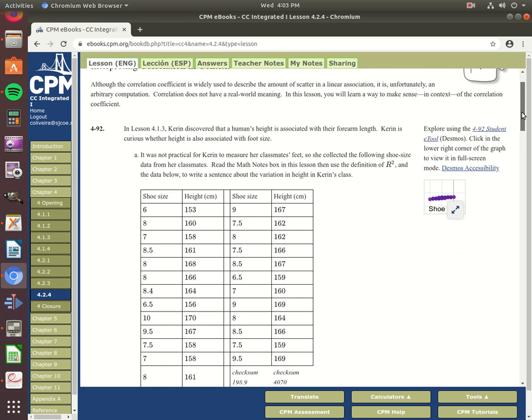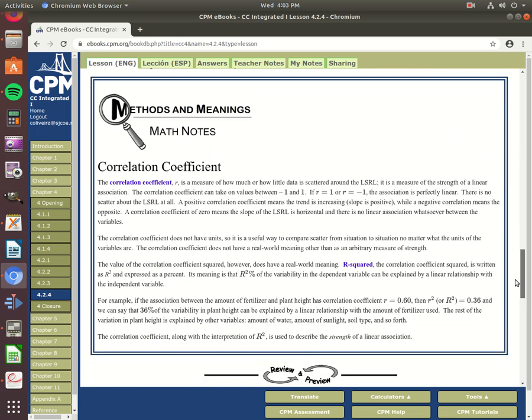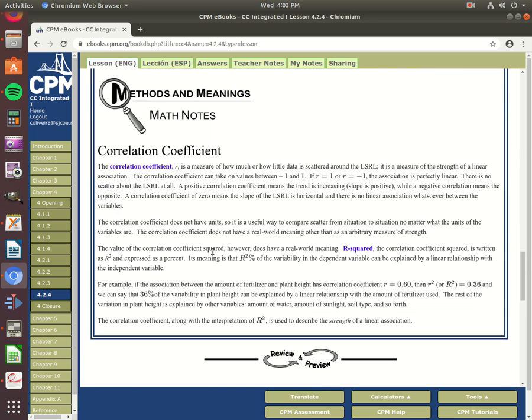So first we'll run down and read what R squared is. It says the value of the correlation coefficient squared does have a real world meaning. We're literally going to square whatever R is, we multiply it by itself to get R squared. The correlation coefficient squared is written as R squared and expressed as a percent. Even though the calculator gives it to us as a decimal, we're going to change it into a percent. Its meaning is that R squared percentage of the variability in the dependent variable can be explained by a linear relationship with the independent variable.